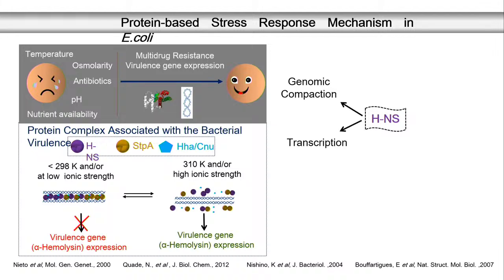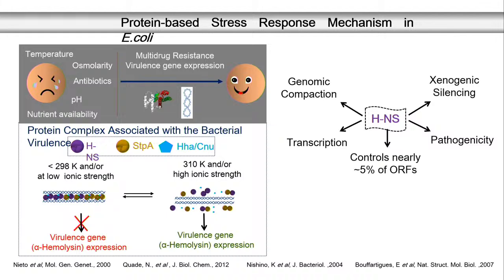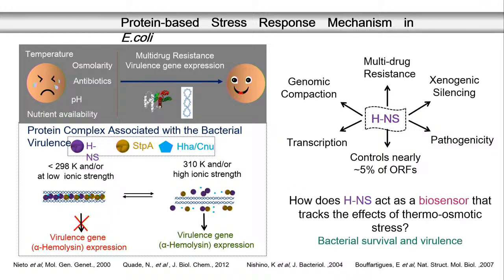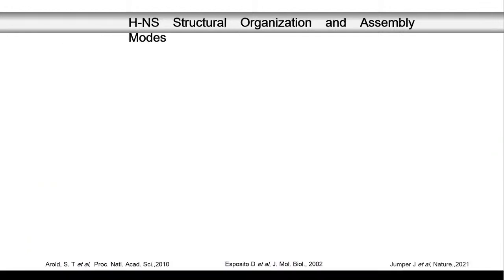It is involved in genomic compaction. It sometimes prevents transcription, and even enables transcription. It is involved in the silencing of foreign DNA, that is, DNA which is not native to that particular bacteria. It is also involved in expression of certain virulence genes. It controls nearly 5% of the open reading frames, or genes, that can be transcribed in bacteria, and it's also implicated in many multi-drug resistance systems, right? So what we're interested in is how HNS acts as a biosensor, and hence can be implicated in bacterial survival and virulence. And of course, this is a system that has not been worked on in great detail, which means if you can come up with a drug molecule that acts against this particular system, which is not very well studied, you can have a novel class of antibiotics.